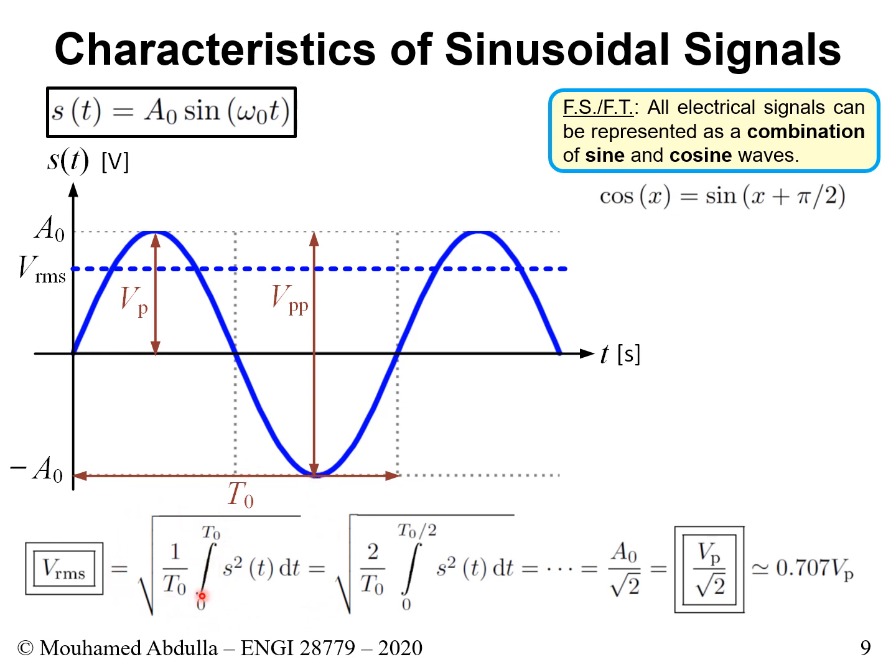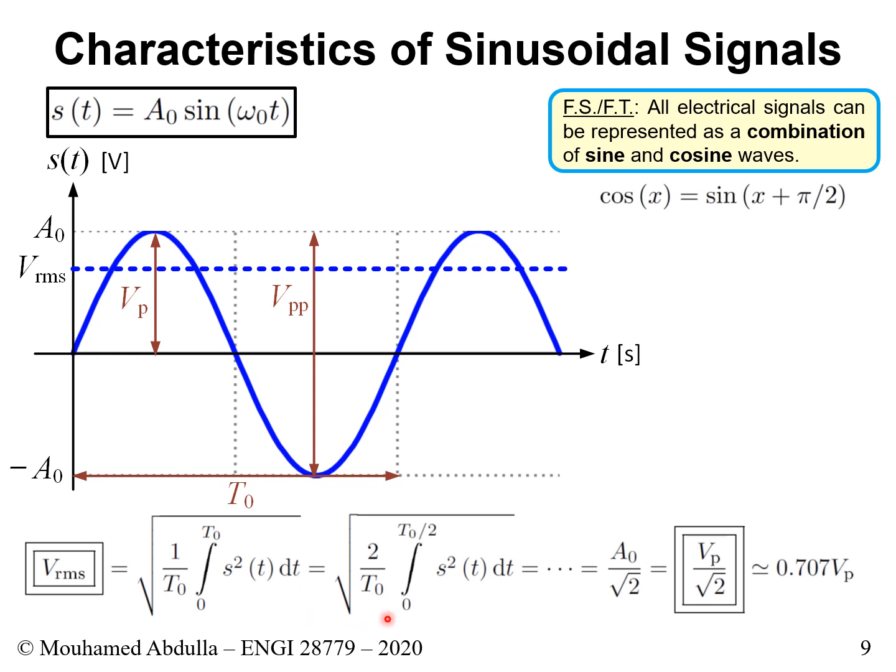So you integrate over a period, which is your period, over the duration of the period. Let's say from 0 to T naught. You do 1 over T naught, and inside the integral you take the signal, whatever it is. In this case it's a sinusoidal. In other instances it could be whatever signal is provided to you. You square the signal and integrate with respect to t.